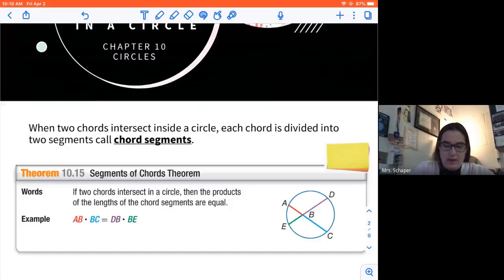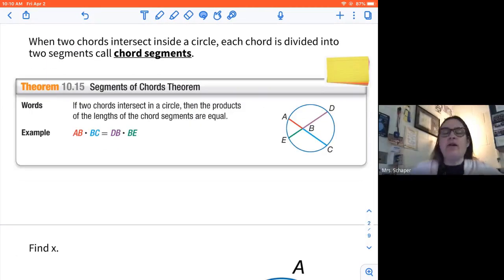So here we go. First of all, chord segments. We know a chord connects the outer part of the circle. Chord segments are parts of those chords. The one thing I want you to see here is the relationship between the parts of the chords.